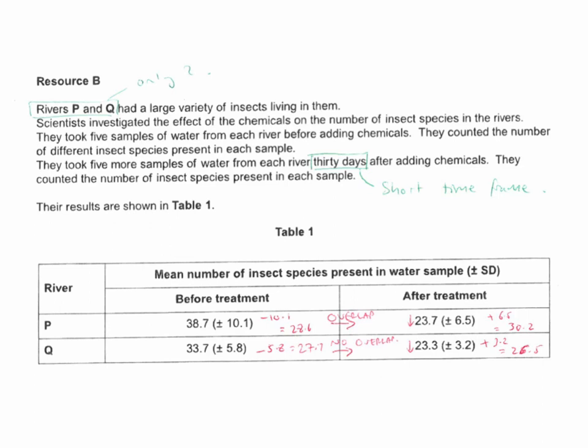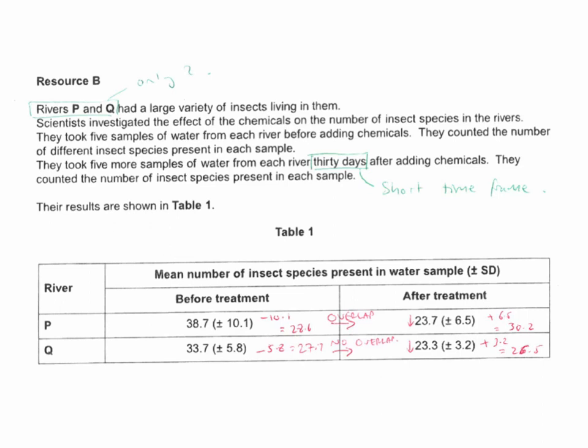Resource B then looks at P and Q. These were chemicals, and they do seem to indicate that they reduce the amount of this weed. But do the chemicals also affect the number of insect species living in the river? There are other side effects to these chemicals that mean you wouldn't want to use them. So the next question is, describe what the data shows. Does it show an impact on the insect species?